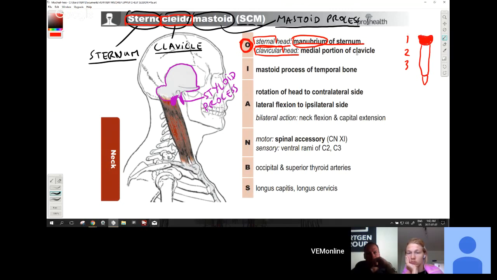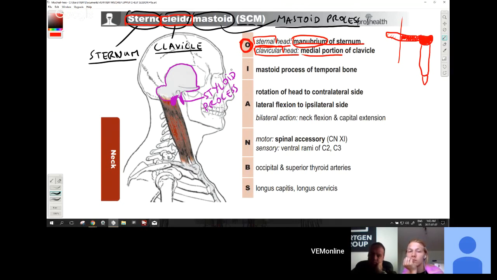And then we have, actually, let me show it all here. And then we have clavicle. So this would be the clavicle. And then clavicular head does originate from the medial portion. Like, let's say if we divide clavicle in two parts, lateral and medial, the medial portion is the one.